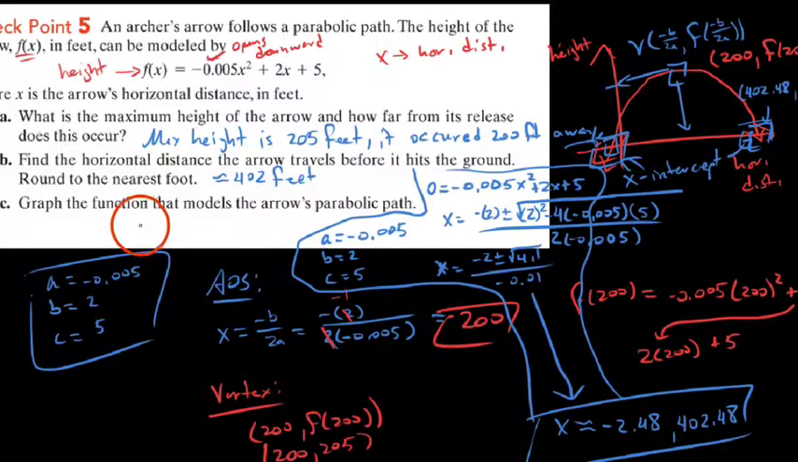Okay, so graph the function that models the arrow's parabolic path. I would encourage you to put this into a graphing calculator and go at least 403 feet out to your right, and go up at least, now that you know the maximum value is 205 feet in the air, at least 205 on your y-axis, but see what this graph looks like.